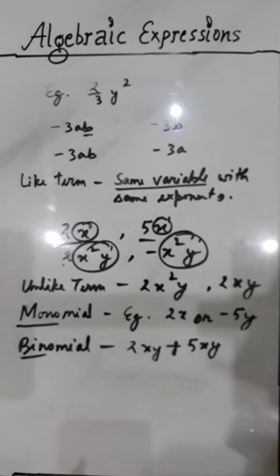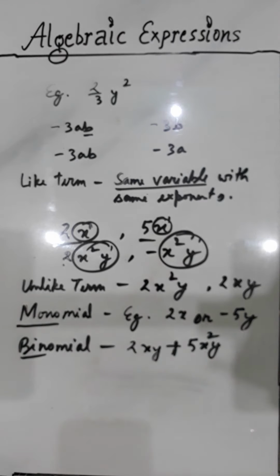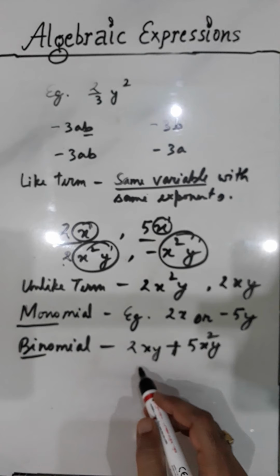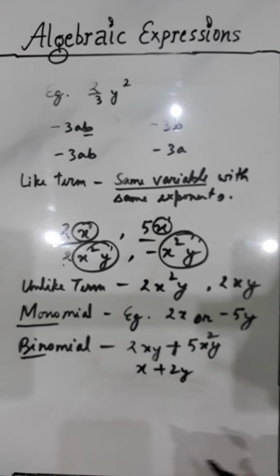Now I mentioned that the expression that contains two unlike terms, so it can be 5x square y. Now there are two unlike terms, that is why it is binomial. Or you can take the example x plus 2y, and in that way you will be getting many examples. So this is the example of binomial.